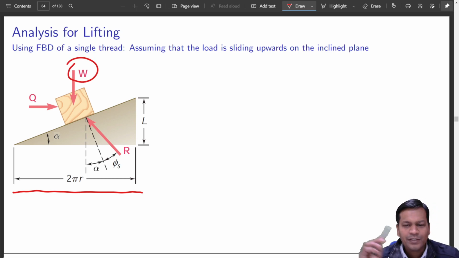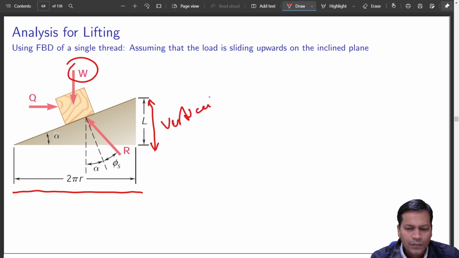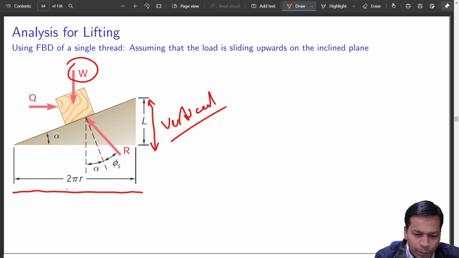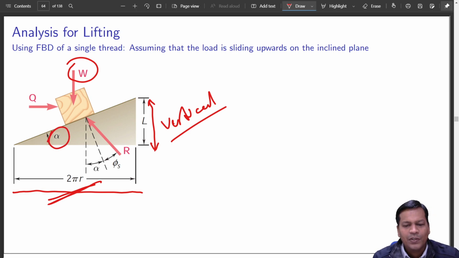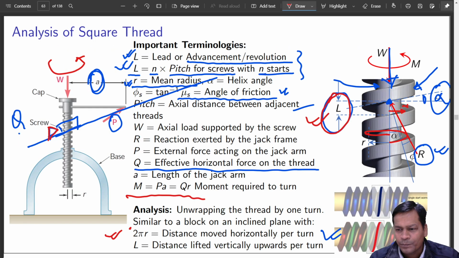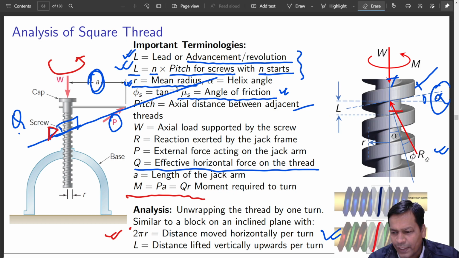Okay, this is for one complete turn, the horizontal distance opened up, and this is the lift that the load has seen, the vertical lift. So this is the vertical distance that it has traveled, and this is the slope, if you define the helix angle, it is exactly this much. So it is L by 2 pi r. If you can see this again, let me clear it up.